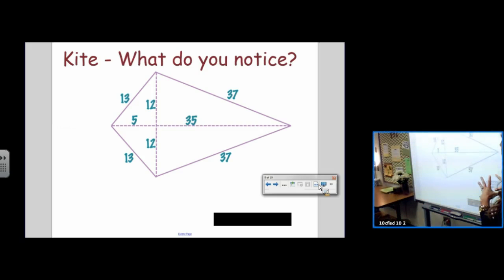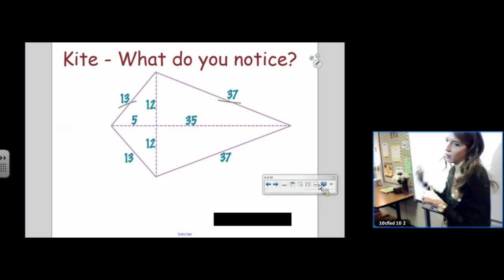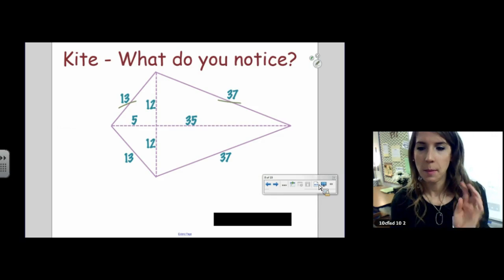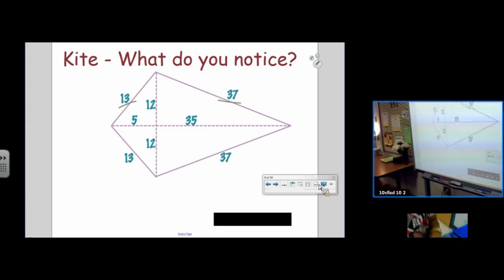How many pairs of consecutive sides are congruent? Because these are consecutive, but they're not congruent. How many pairs of them? Very good. We've got some consecutive sides congruent, 2 pairs of consecutive sides.